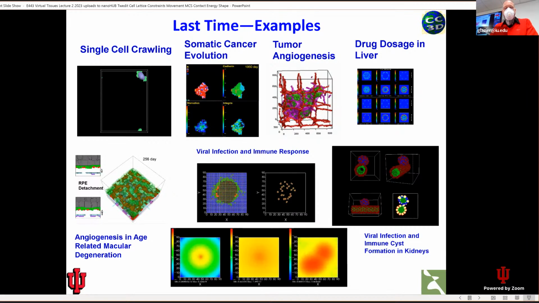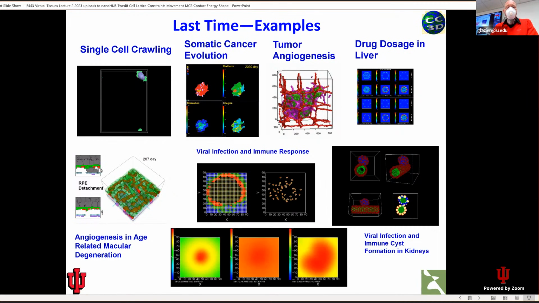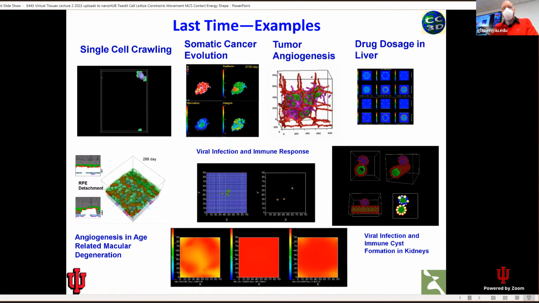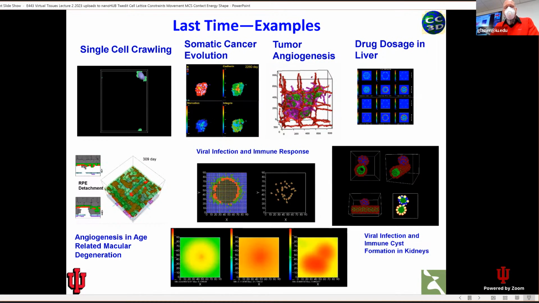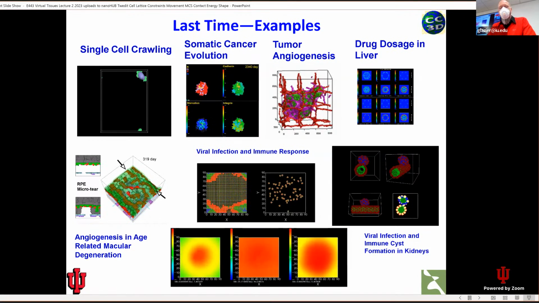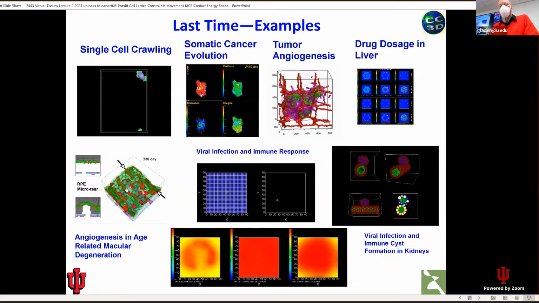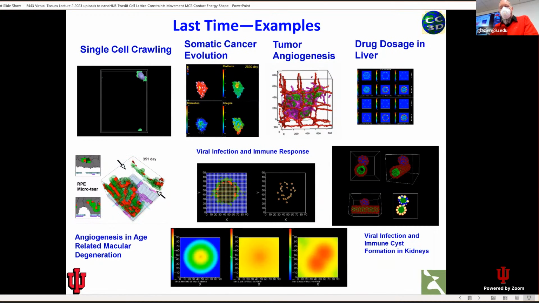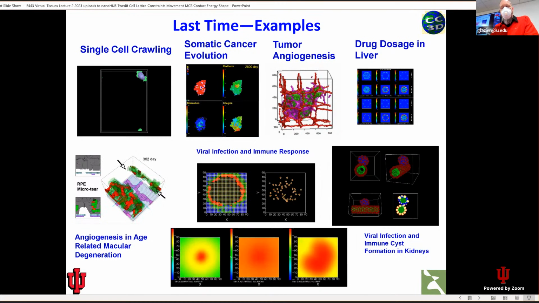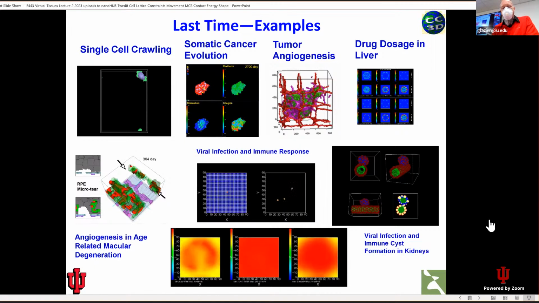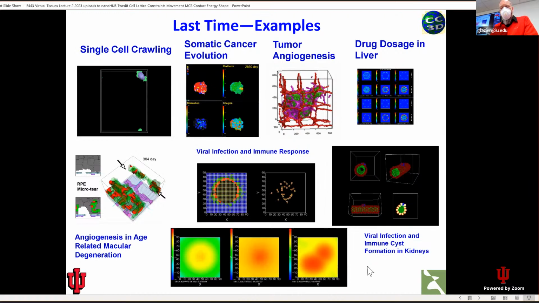Down on that second row, angiogenesis was a model of the invasion of blood vessels in the retina and the destruction of retinal integrity. In the middle, we have a plaque assay model where we've infected cells and we're seeing how the immune system responds to that infection, for example, in the lungs for a disease like influenza or SARS-CoV-2. And then on the right was the simulation that we had of cyst formation in kidney.